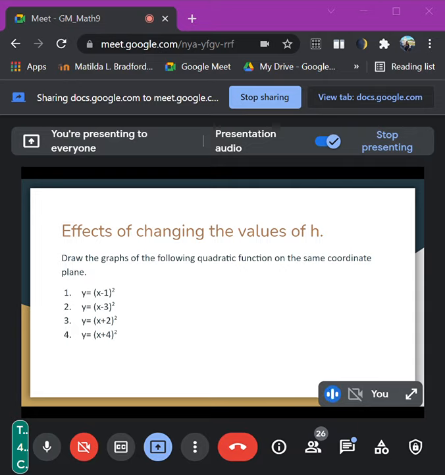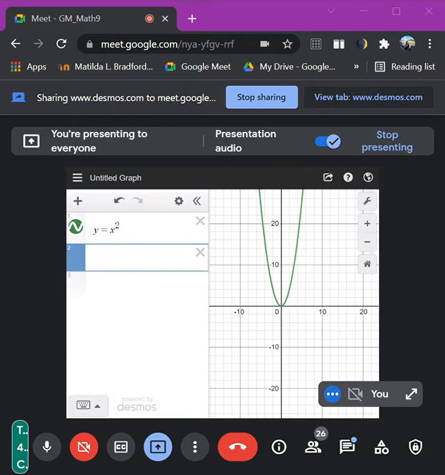Now, this time we will show it so that we can identify its changes. So, we have here, the first thing we will put is the parent function, because that is the basis. So, we have y is equal to the quantity x minus h, x minus 1, and then squared.